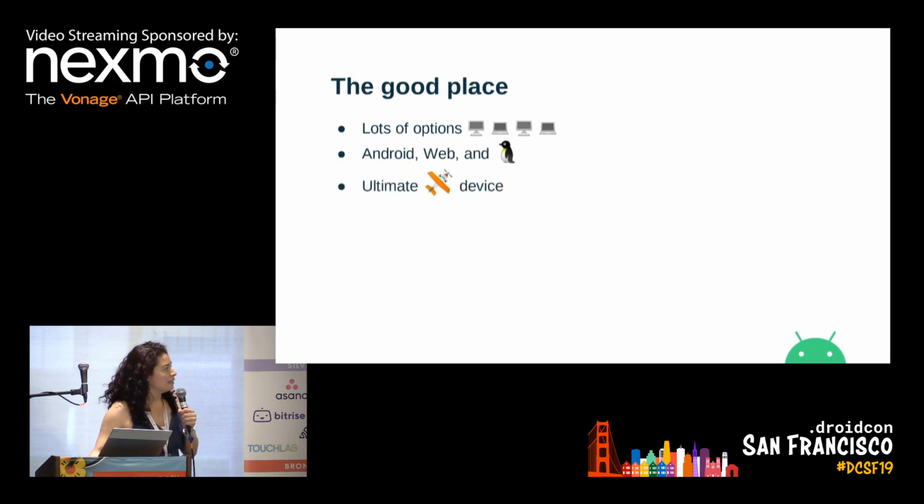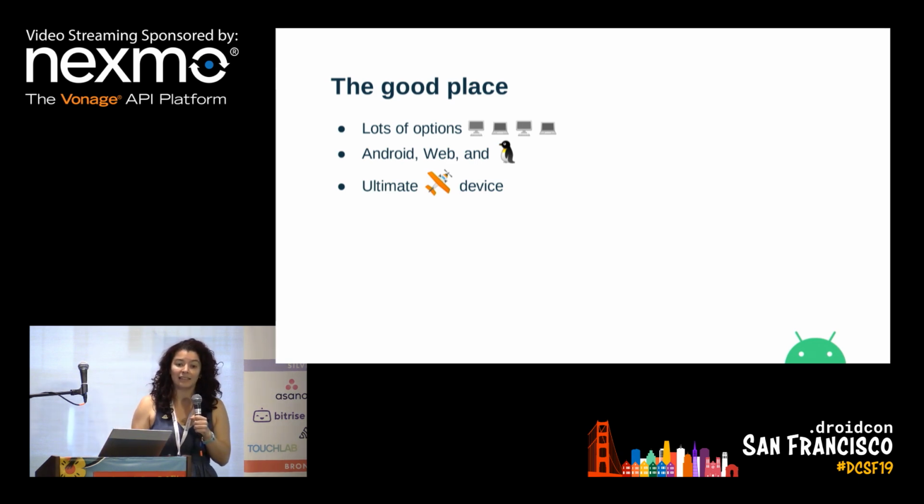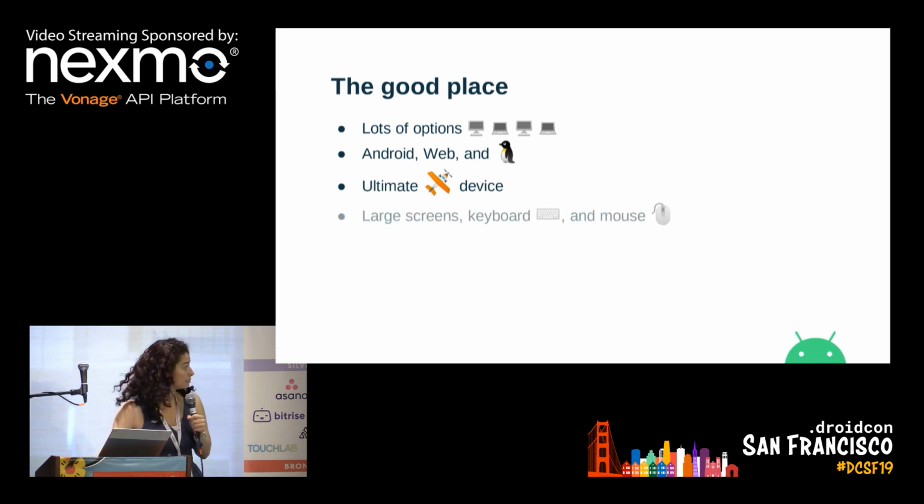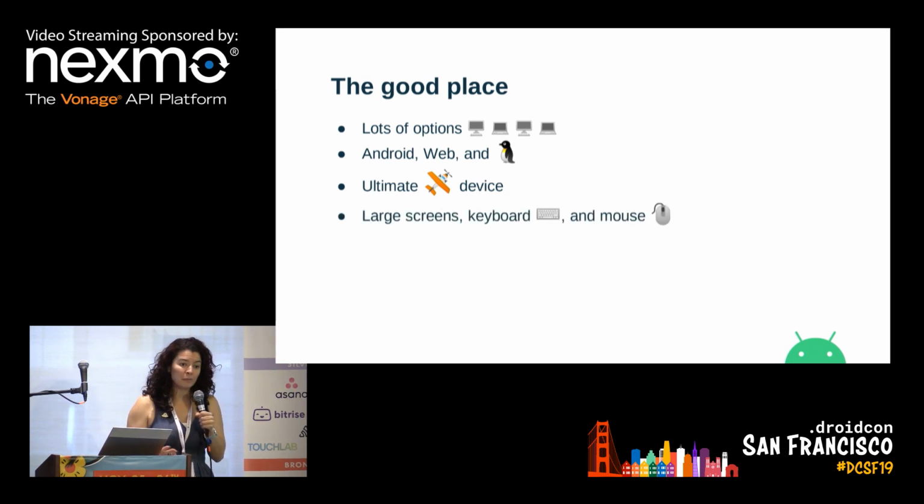So you can develop for Android, web, and Linux on the same device. It's the ultimate travel device. They are light, they are comfortable, and you get email, docs, media, entertainment, and Android and web development. You get large screens, so you can work comfortably with multiple monitors. You get keyboard and mouse. You get touch too.